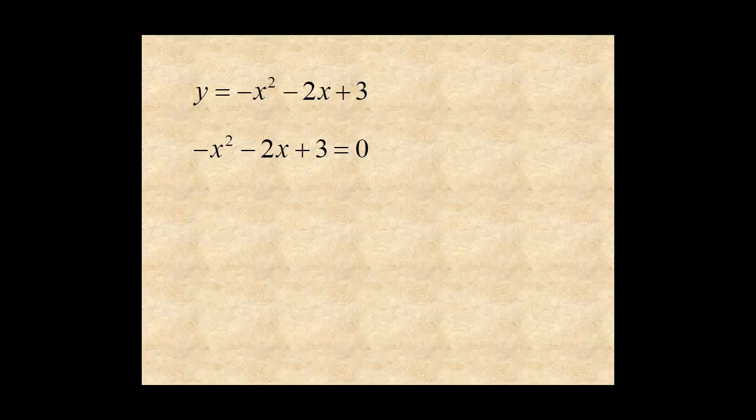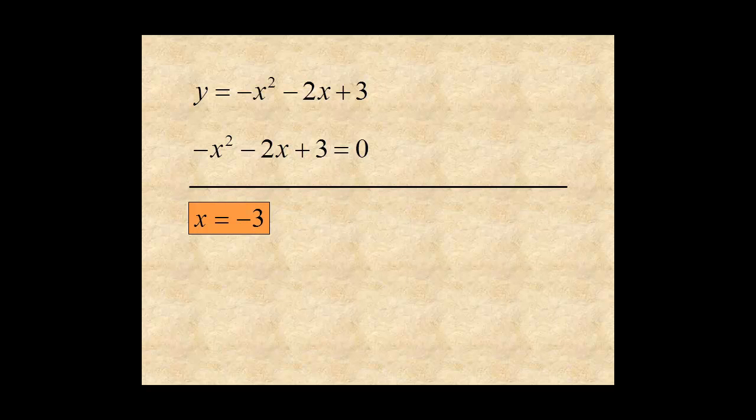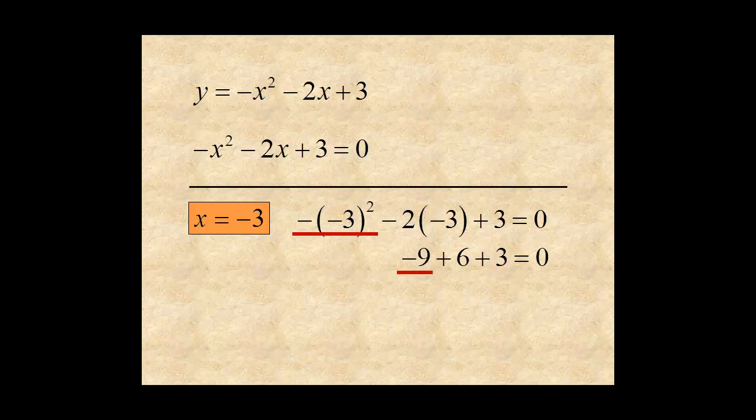If you substitute x equal negative 3, you get negative negative 3 squared minus 2 times negative 3 plus 3. Negative negative 3 squared equals negative 9. And negative 2 times negative 3 equals positive 6. Then 6 plus 3 equals 9. And you have negative 9 plus 9 equal to 0, which is a true statement. So x equal negative 3 is also a solution.